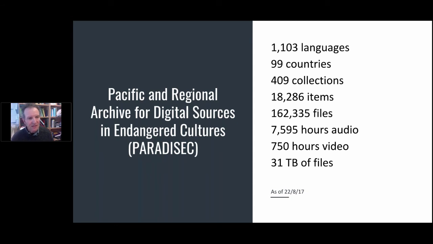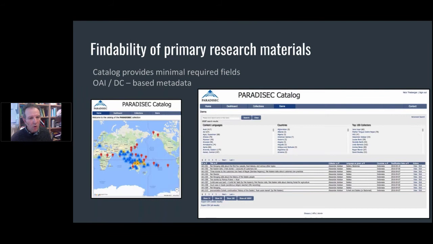One of those tasks is making sure that this material is findable by the people we want to find it. We have a catalogue that we've been working on for a number of years. We've built our own. Unfortunately, we didn't find one on the shelf that we could use. But the catalogue allows you to look at material with a geographic point of entry. You can do faceted search. We have OAI, the Open Archives Initiative, and Dublin Core-based metadata.